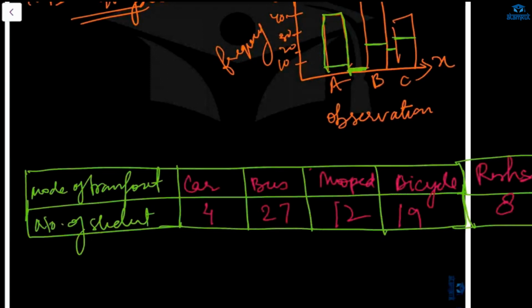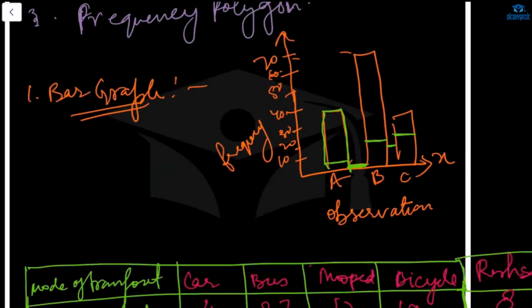We have to start with two more graphs, that is the histogram and the frequency polygon. For the frequency polygon I need to explain in a little more detail; first you have to draw the bar graph only. One thing I'll tell you: in a bar graph, equal gapping is there, but in a histogram you will see a continuous graph. Why? Because a grouped frequency distribution, or exclusive form, is taken here.